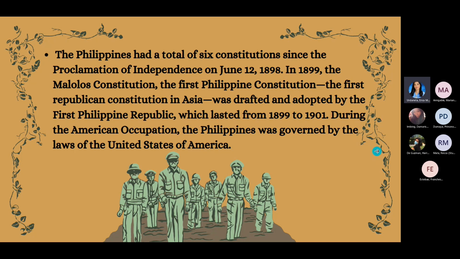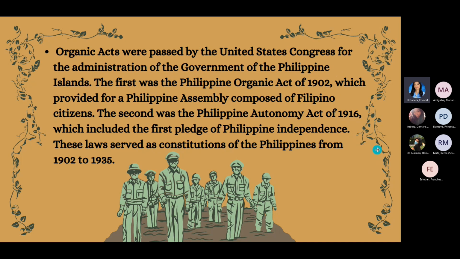During the American occupation, the Philippines was governed with the laws of the United States of America. Organic Acts were passed by the United States Congress for the administration of the government of the Philippine Islands. The first was the Philippine Organic Act of 1902, which provided for a Philippine Assembly composed of Filipino citizens. The second was the Philippine Autonomy Act of 1916, which included the first pledge of Philippine independence. These laws served as constitutions of the Philippines from 1902 to 1935.